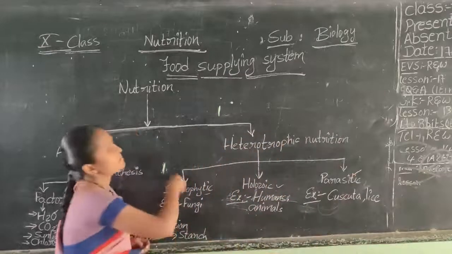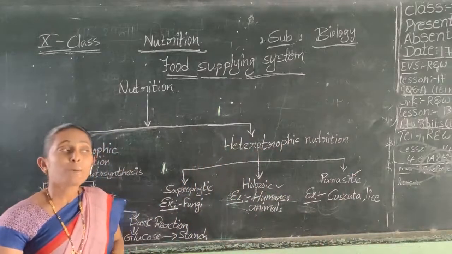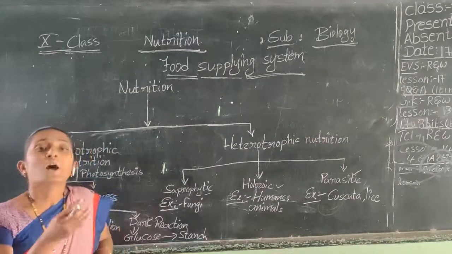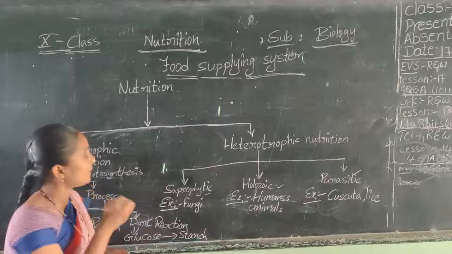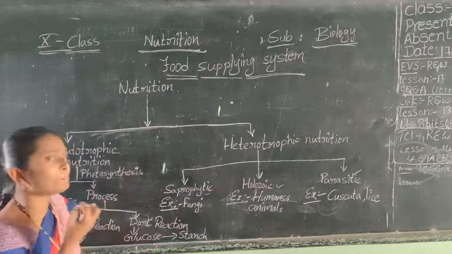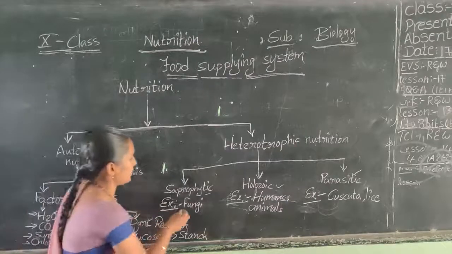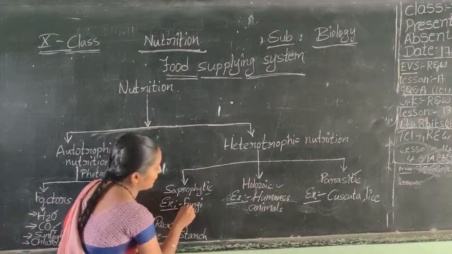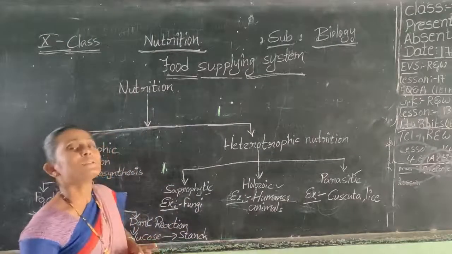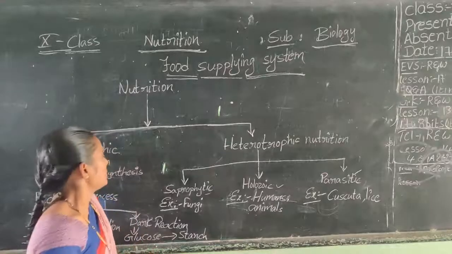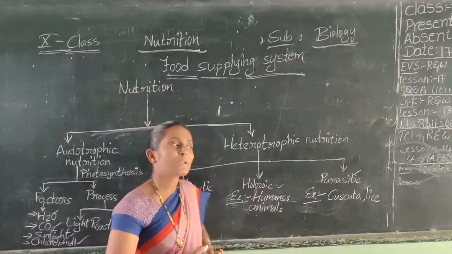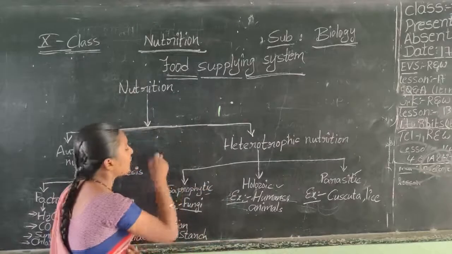The first one, saprophytic nutrition. Saprophytic nutrition in the sense they can break down the large molecules into simple molecules and then they can get the food from dead and decaying organic matter. That is how to see dead bodies, animal dead bodies, and plant trunks. All these are the food for some microorganisms. What are those? Fungal species, bread mold, then mushrooms. These are the best examples for saprophytic nutrition.